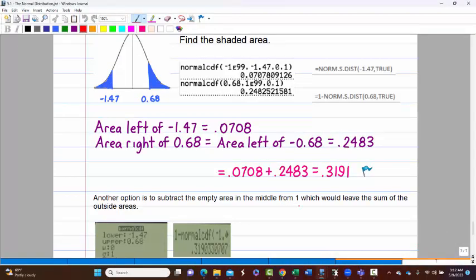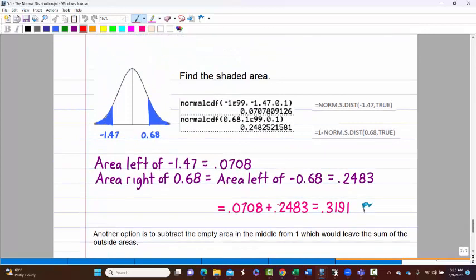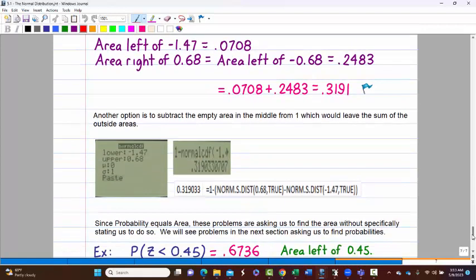That problem is very similar to this problem in the 5.1 notes, where you have the area to the left of one side and then the area to the right of another, and we're adding them together. You can go by that top method if you like, do them individually, then add those pieces together. Or we can do this little method I showed here, where you can subtract out the empty area in the middle between the two numbers, and 1 minus that area in the middle will automatically lead you to the sum of the outside pieces, because it all has to add up to 1. I'm going to go with this method.